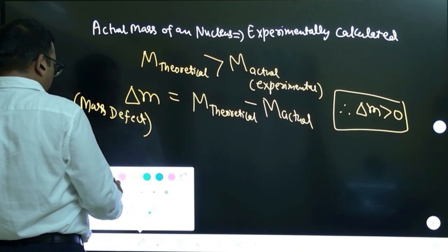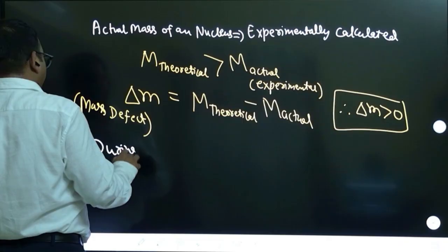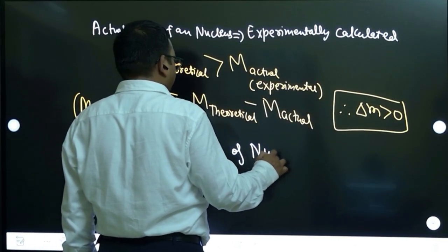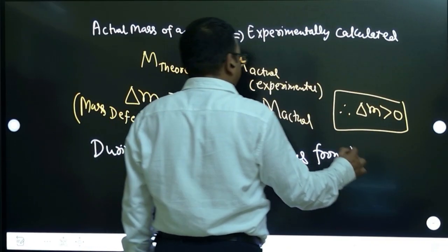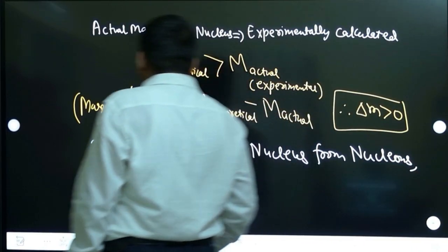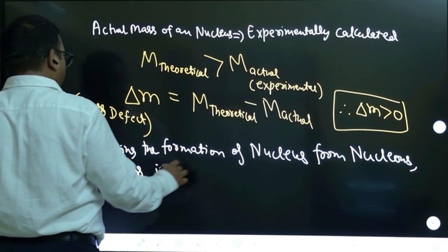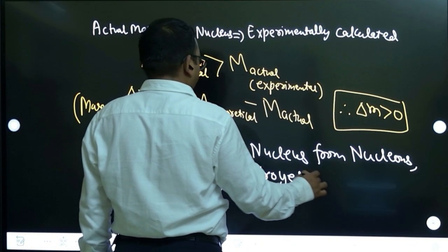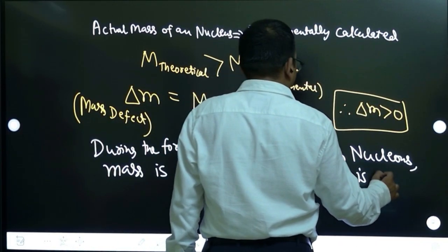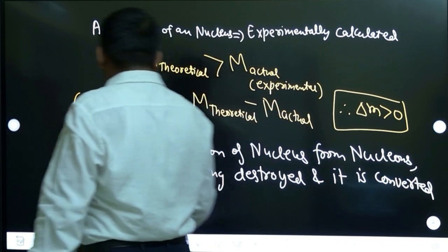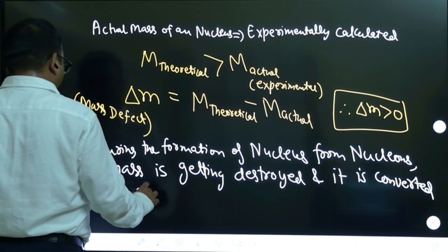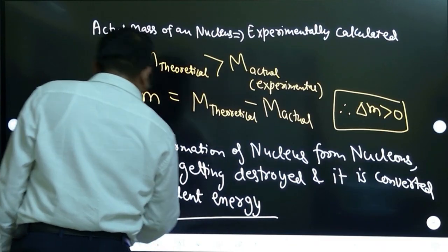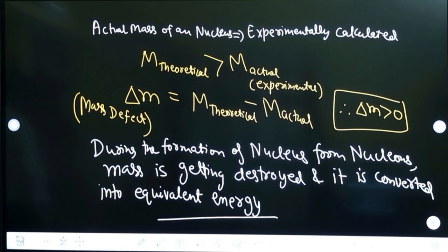You need to note here that during the formation of the nucleus from nucleons, mass is getting destroyed and it is converted into equivalent energy. So equivalent energy, how do we convert it?